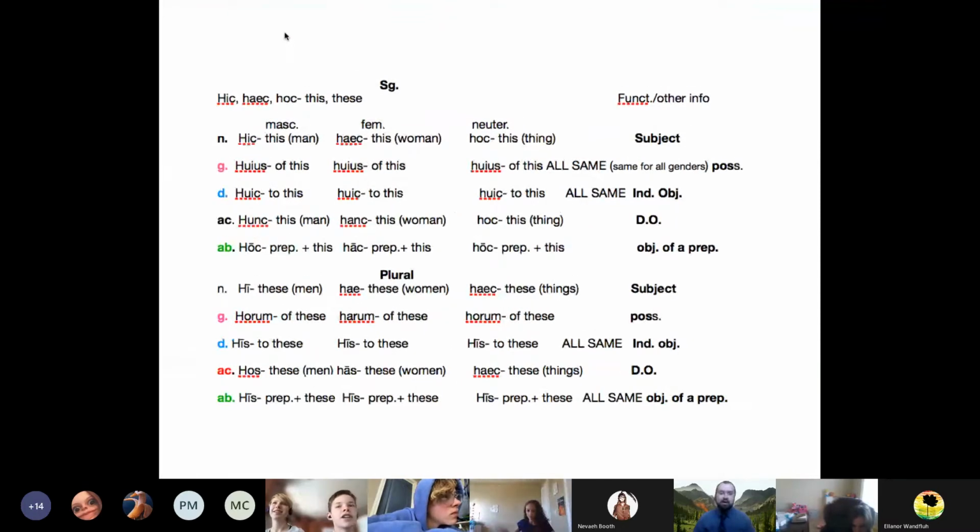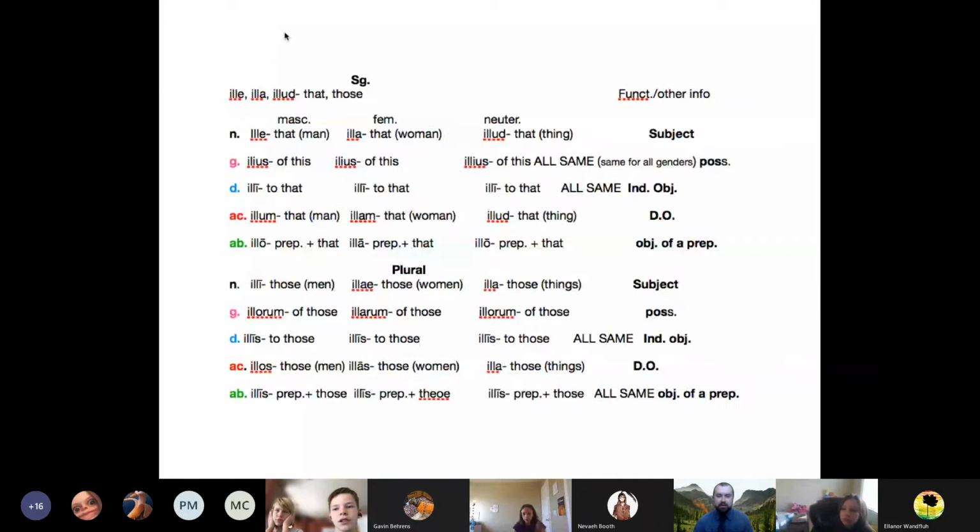So this is hic, haec, hoc here, this pronoun. Singular side, top half, plural side, bottom half. And I'm writing to the right which ones are the same across all three genders. So the genitive and dative singular are the same for all the genders, and the dative and ablative plural are the same for all the genders. And then it's just kind of a translation guide as well. And that goes for ille, illa, illud also.